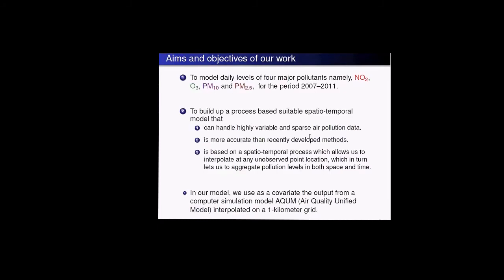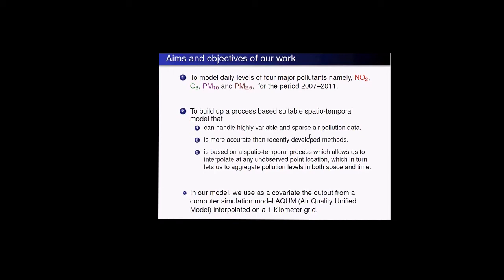So what we want to do in this work is model daily levels of four major pollutants for the period 2007 to 2011. We want to build a process-based, suitable spatiotemporal model that can handle highly variable and sparse air pollution data, is more accurate than recently developed methods, and is based on a spatiotemporal process which allows us to interpolate at any unobserved point location, which in turn lets us aggregate pollution levels in both space and time.